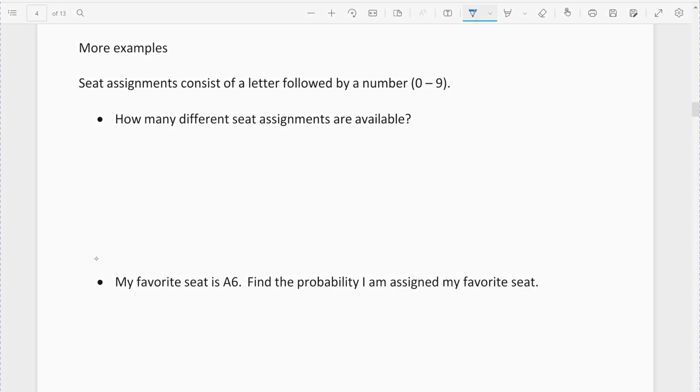Alright, so the first couple of examples in this video. Suppose that we have a seat assignment. In a large lecture room, there's a seat assignment. The seat assignment consists of a letter, followed by a number. Letters are always our alphabetical letters A to Z, and there are 26 letters total.